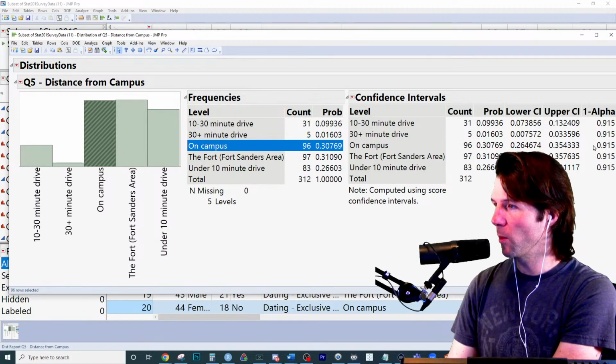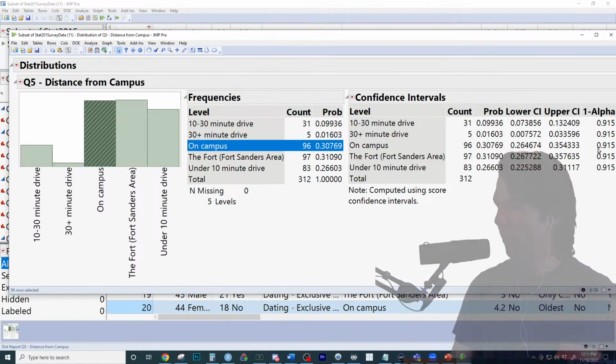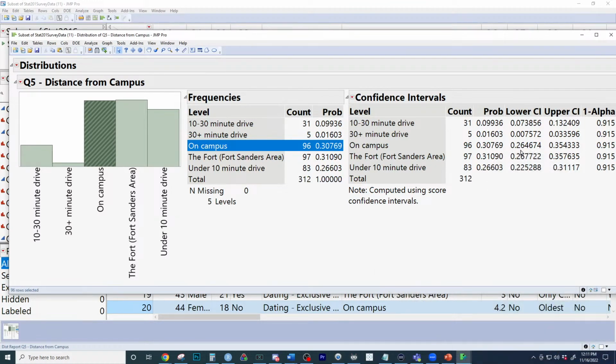I am 91.5% confident that the true proportion of students who live on campus is contained in the interval 26.4 to 35.4. What do you notice about 1/3? 1/3 is in the interval. So since 1/3 is in the interval, I would say that that's believable, that we would believe it, i.e. not reject it for later. If someone said half of students live on campus, I'd say, nah, I don't think half of students live on campus. About a third of students live in the fort too.